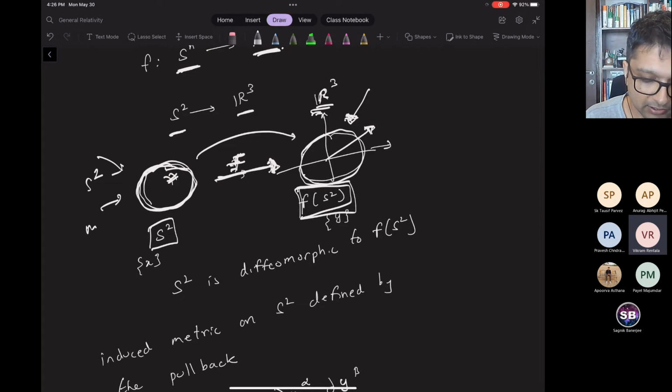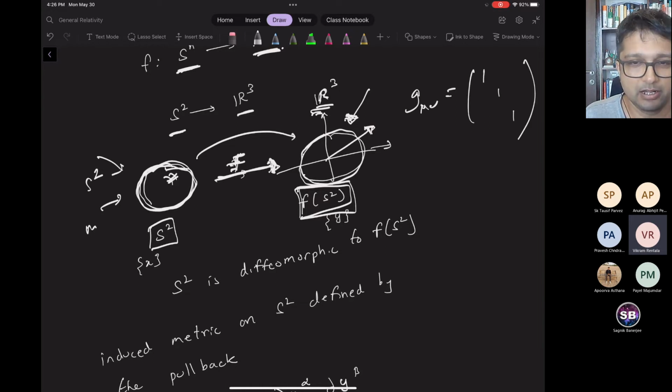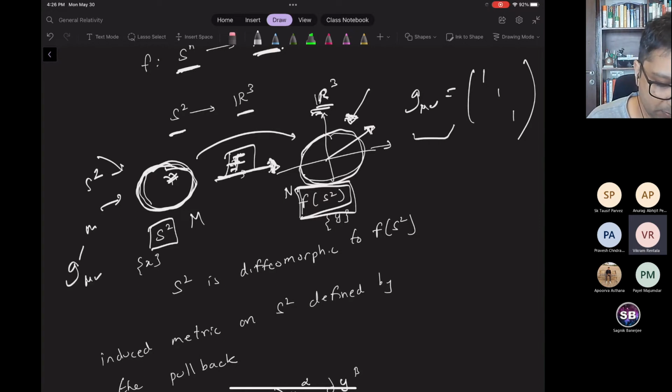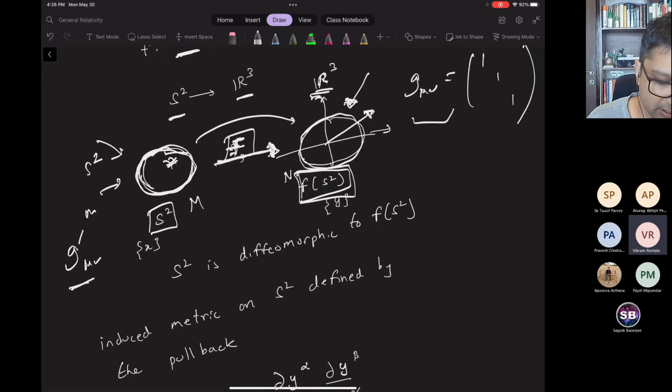So now in R3, I have the natural metric. Supposing I take my Euclidean metric, that is G mu nu is 1, 1, 1. So I have a metric. And now, since I have this map from M to N, we saw that dual vectors or tensors which are made up of only dual vector type indices can be pulled back, which means that you can pull back G mu nu to obtain a metric G prime mu nu on this two sphere. So you can get the induced metric. This would be called the induced metric from the embedding.